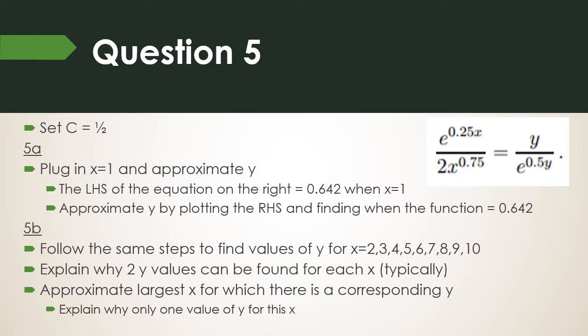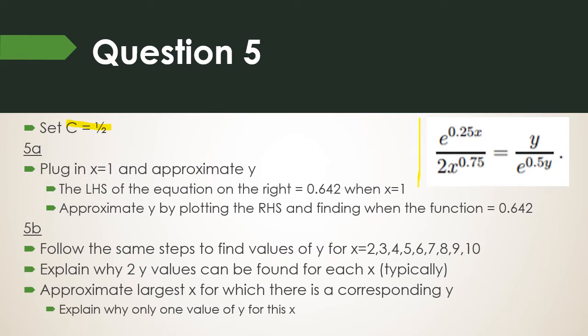So question 5 is probably one of the longest questions on the lab. What we start by doing is assuming that c equals half, and so that's just the same as choosing an integration constant, and so it's the same as getting an initial condition and calculating c. So we let c equals half, and then we end up with this equation over here on the right. And what part 5a is asking you to do is plug in x equals 1 and then approximate what y would be when x equals 1. So when the population of the prey is 1, what will the population of the predators be, given some initial conditions such that c equals half.